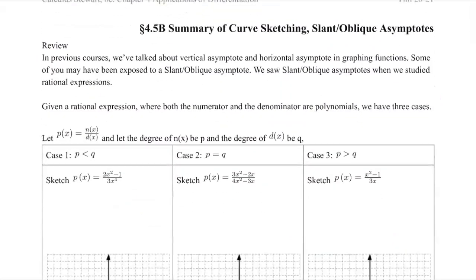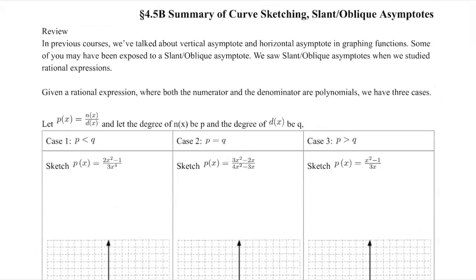So this is more like a review. We will be going back to revisit certain techniques that some of you may or may not have learned, and I think most of you should have learned this already. We're going to focus really on the slant and the oblique asymptotes in relation to the rational functions.